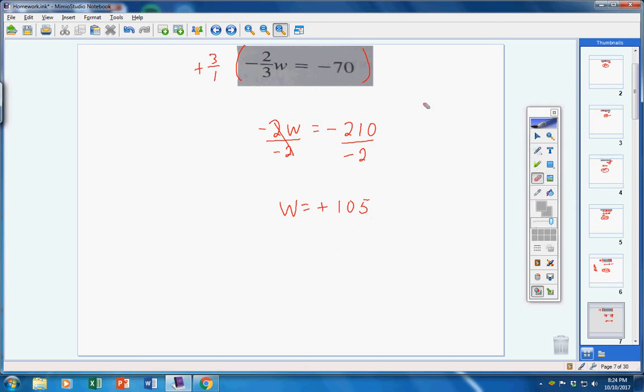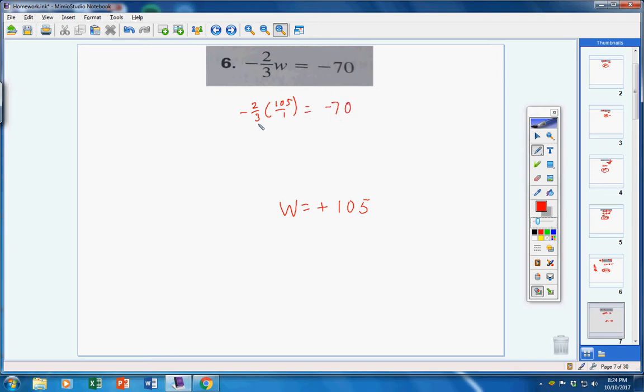Okay, now let's check our answer real quick. I have negative 2/3 times w times 105. It should equal negative 70. Let's see. 3 goes into 105 35 times, and look at that. Negative 2 times 35, negative 70. It checks. Alright.